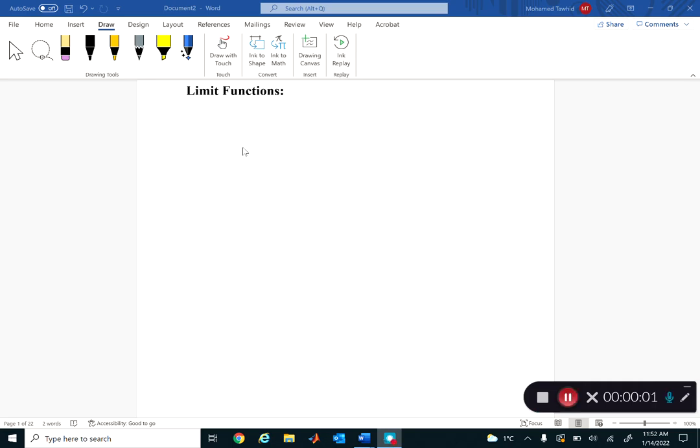Hi everyone. Here today we are going to talk about limit functions. That is chapter 10 in your textbook. So what is a limit here? What does limit mean here, guys?